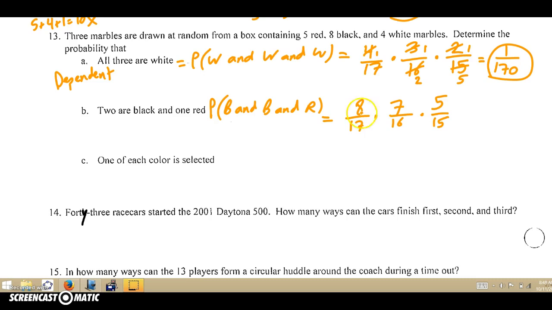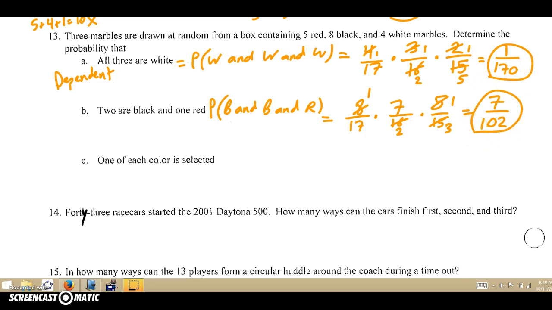Again, a little clever reduction here. 8 goes into itself once, goes into 16 twice. 5 goes in once, 15 3 times, and I think that's all that reduces. So you end up with 7 out of 17 times 6, which should be 102.